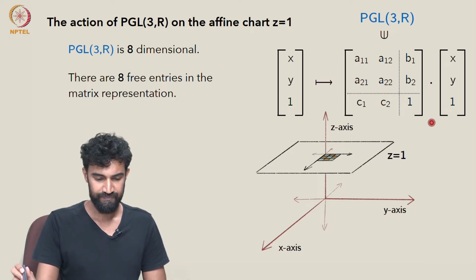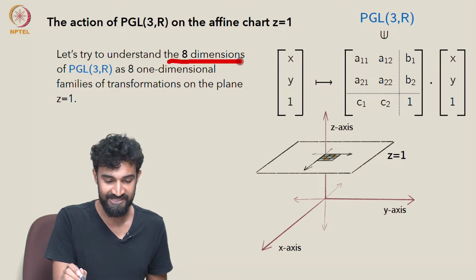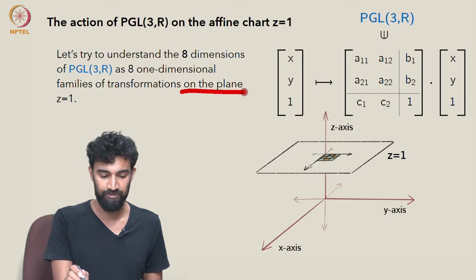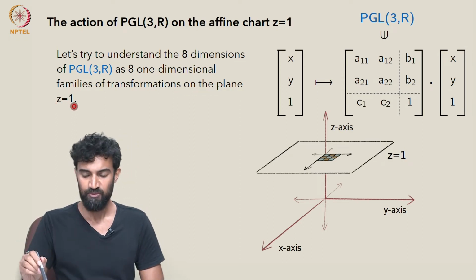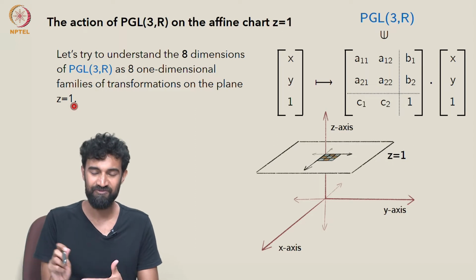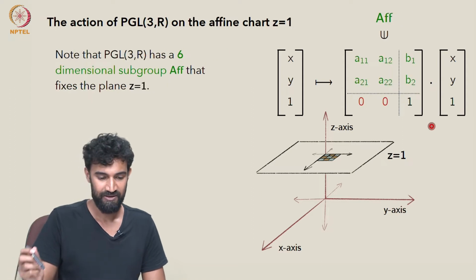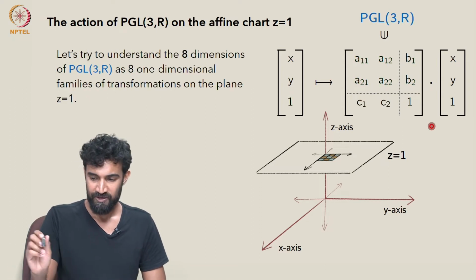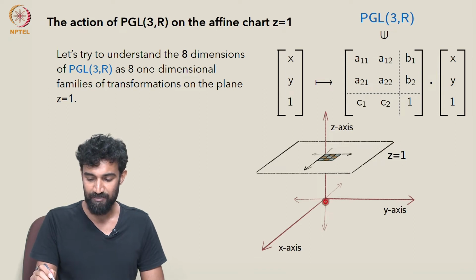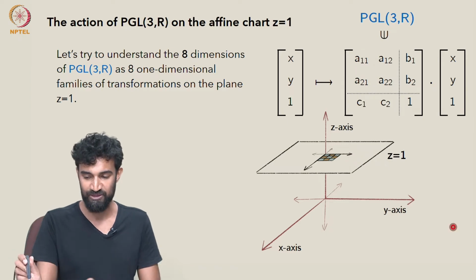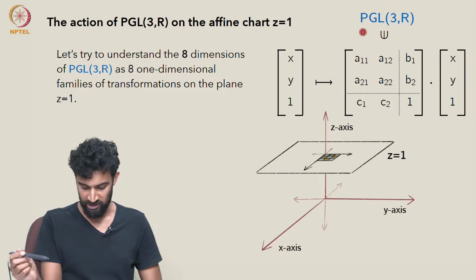And let's try and understand these 8 dimensions as 8 one-dimensional families of transformations on the plane z equals 1, which we can actually visualize. So this gives us a way of wrapping our heads around this strange matrix group and its action. So another thing to just notice here, PGL3R may map certain points in z equals 1 to points that are not in z equals 1. Many points in z equals 1 will be mapped out of z equals 1 by an element of PGL3R.